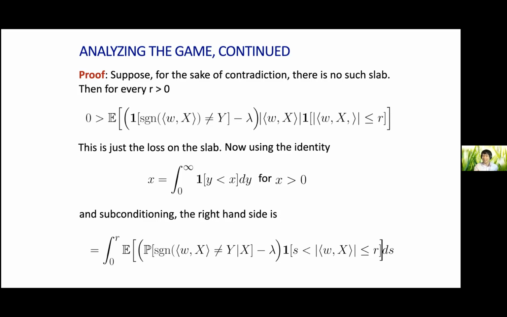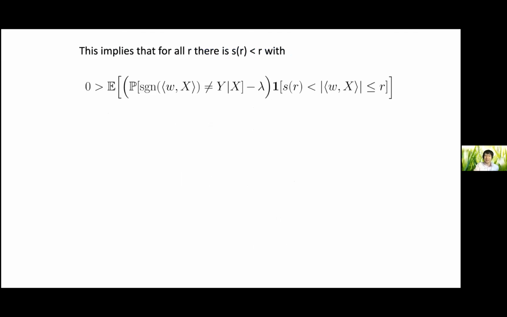And what did it put in? It put in this integral. And because in the integral there was this indicator y less than x, this became the indicator that s is less than W dot x. So I just plugged in that identity. Now, all we use about this integral is the fact that it is negative. And so that means that the integrand is negative somewhere.